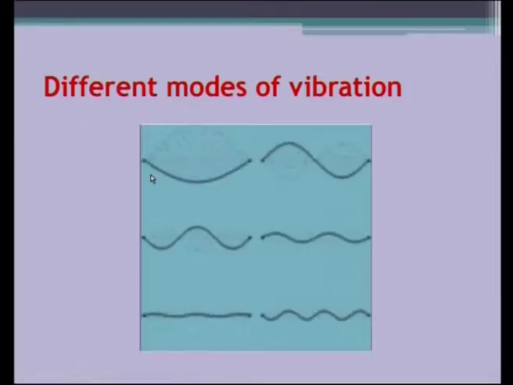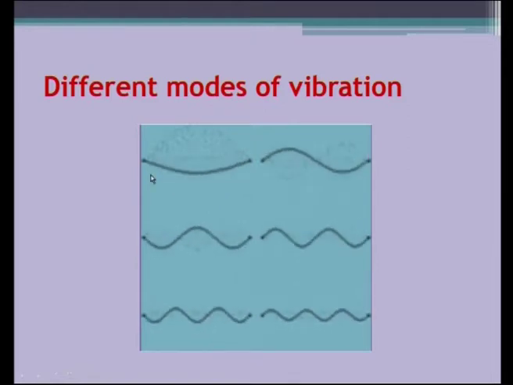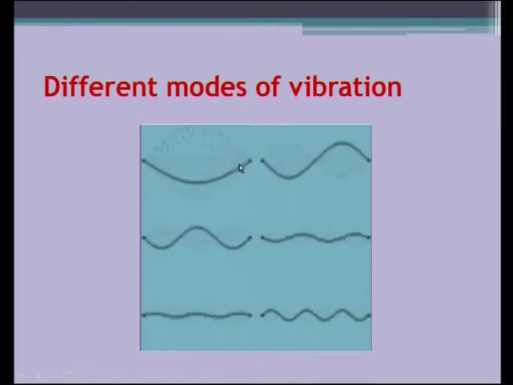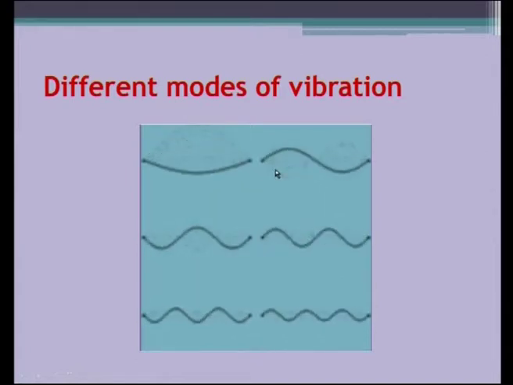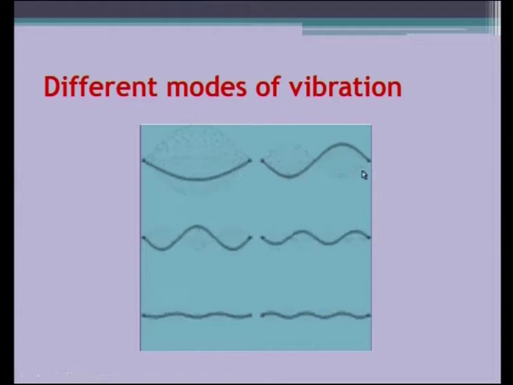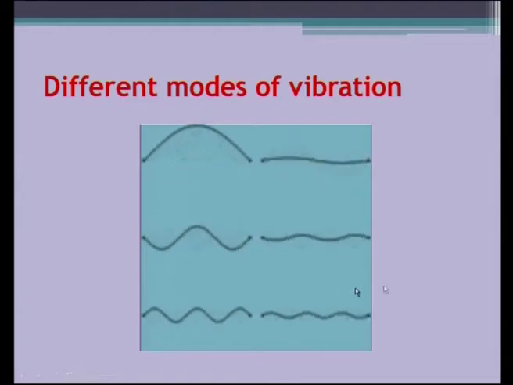A particular length can vibrate with different modes possible in them. I would like to show one more animation which will give a greater understanding of the different modes of vibrations possible in a stretched string. Have a look at it. See here, one after the other, there is only one loop formed. This is a particular mode of vibration. Here there are two loops formed, here 3, 4 and so on.